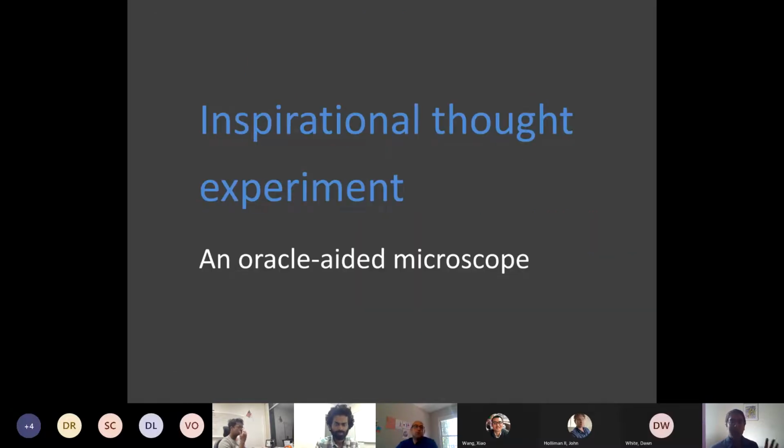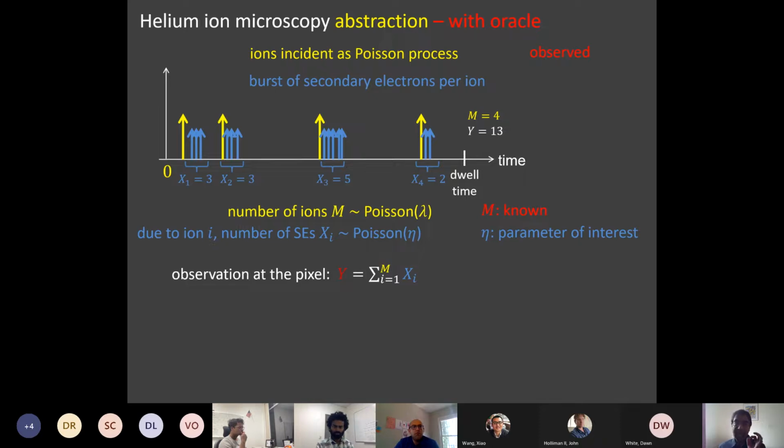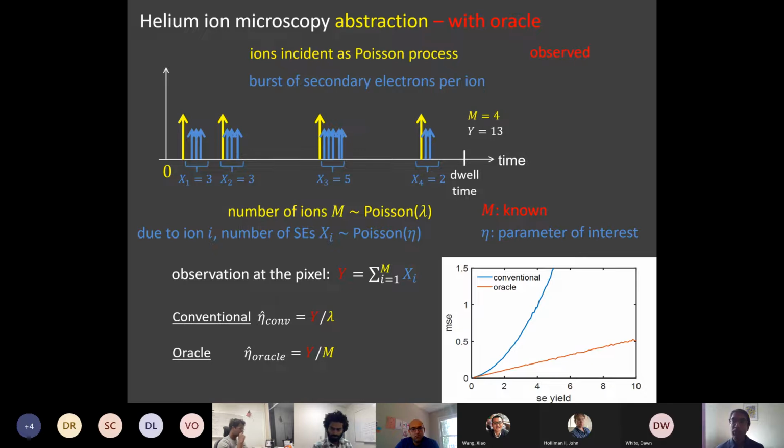Now, I want to have a little digression into fantasy to motivate why we believe there can be significant improvements over the status quo. The fantasy is to have an oracle that observes the ions, the incident particles. So now, under this fantasy, M, the number of incident ions, is known. Conventionally, lambda is known, not M. And so the conventional estimate is to divide y by lambda. With the oracle providing M, a better estimate is y over M. And the mean squared error with the oracle is dramatically lower.